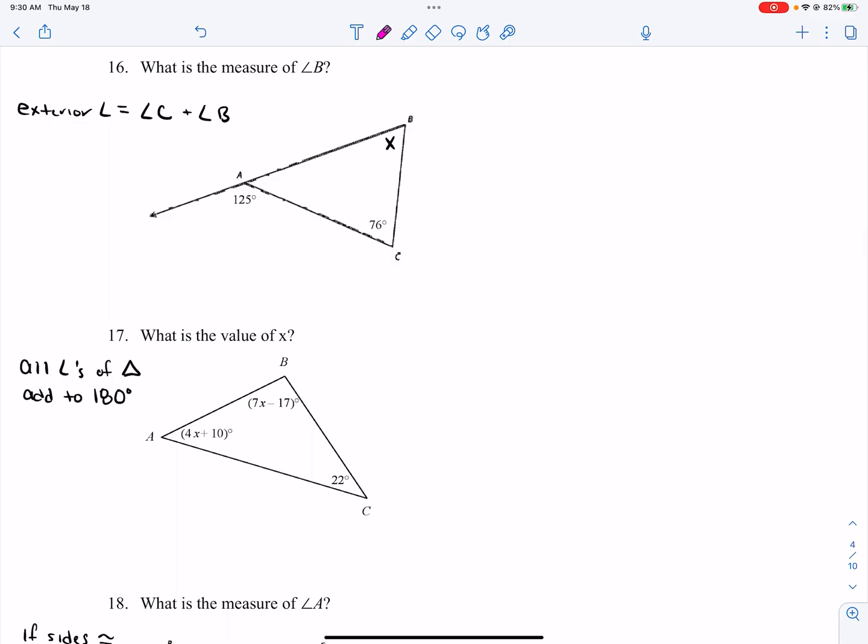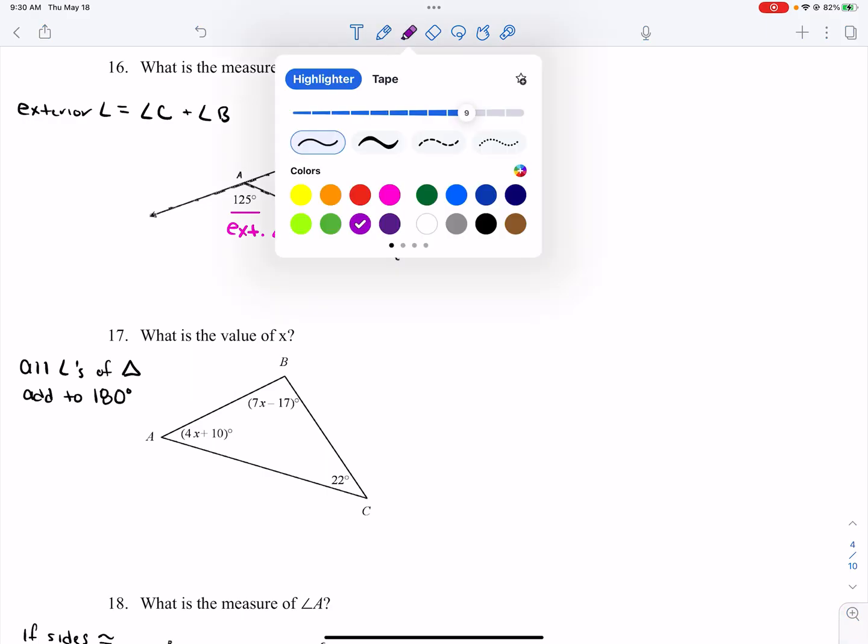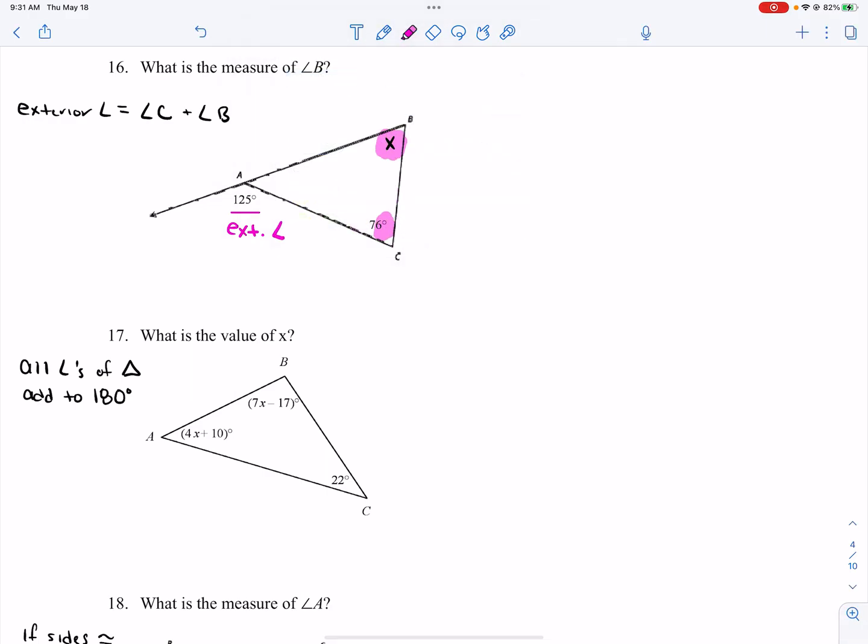All right, number 16. What is the measure of angle B? So this is the exterior angle rule, okay? So when you have this exterior angle, which is over here, this 125 degrees, this is my exterior angle. That means that these two together, we're going to add, and they have to equal 125. So that means that x plus 76 equals 125.